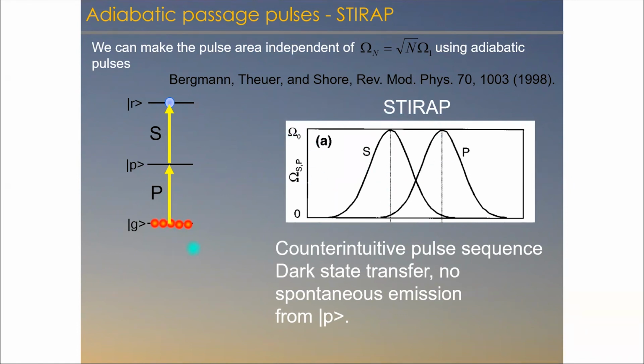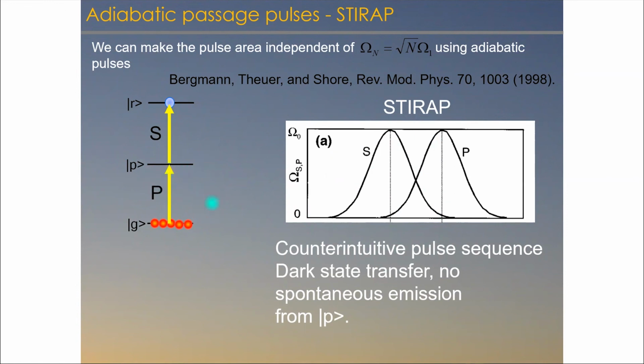So I have a 2-photon excitation from the ground state up to my Rydberg state, and I turn on the second photon before I turn on the first photon. If there was no temporal overlap between those photons, I'd never get excited. But if you do it in this way and make the pulses adiabatic, you get a transfer from ground to the Rydberg state without ever populating the intermediate state. So you don't have any spontaneous emission.